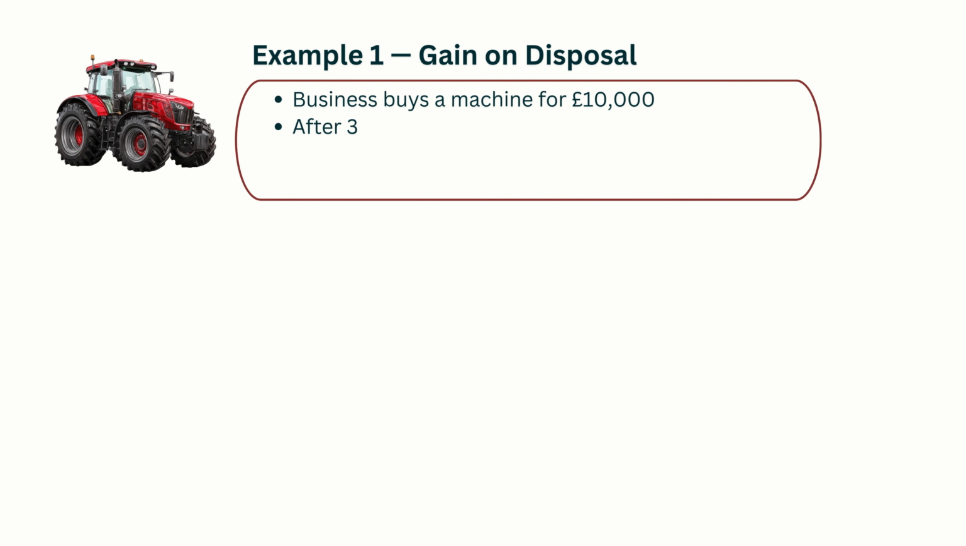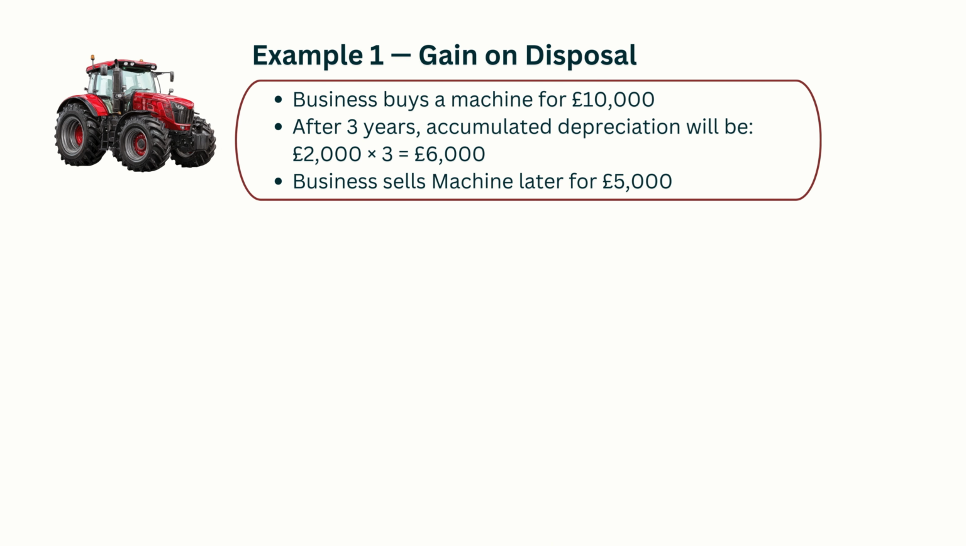Let's go through the first example, when a business makes a gain on disposal. A business buys a machine for $10,000. That is the cost of the non-current asset, and that's the amount we record in the asset account. Now, the machine is depreciated at $2,000 per year. We're told that after 3 years, accumulated depreciation will be 2,000 times 3, which equals 6,000. Finally, the business sells the machine for $5,000.